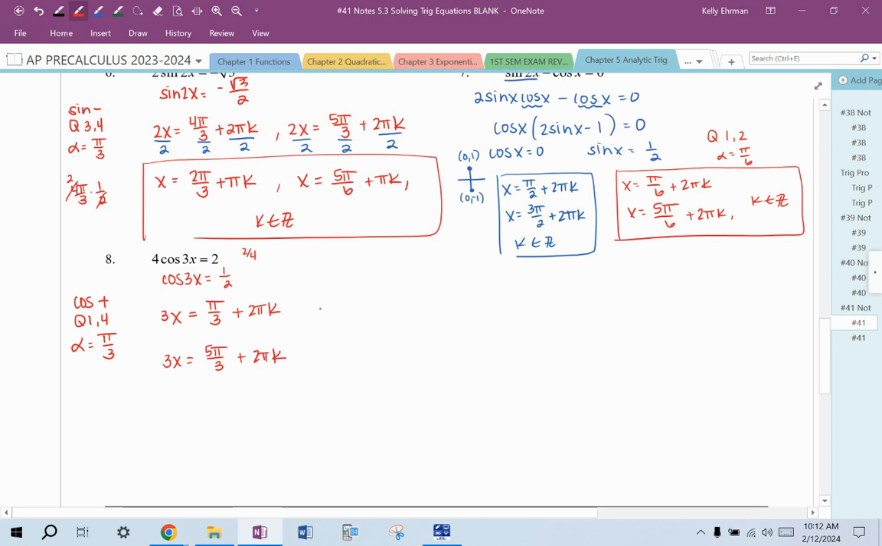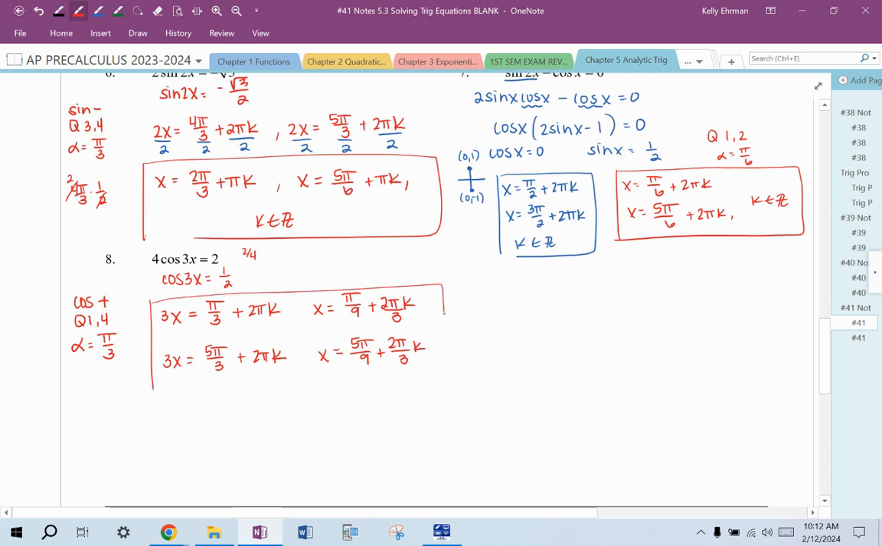So then we solve for x by dividing. So x is equal to, if we divide by 3, we get pi over 9 plus 2 pi over 3 times k. And if we divide this by 3, we get 5 pi over 9 plus 2 pi over 3k.